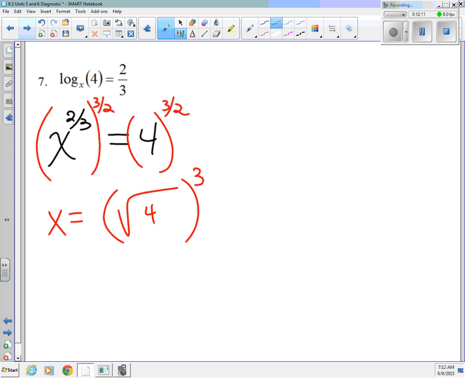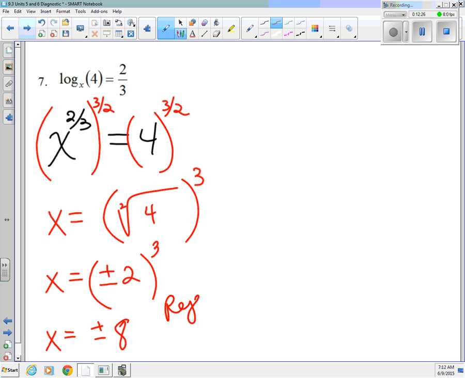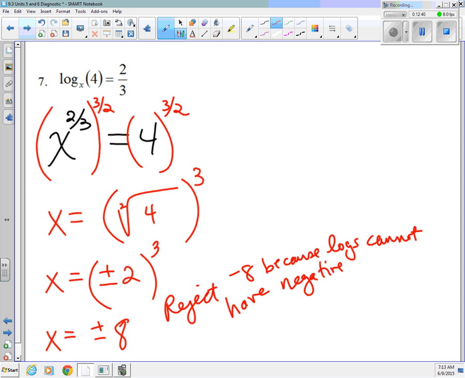Now, normally when we solve an equation like this, I need to account for plus or minus here because I'm taking the square root of an even indexed root. And if I take these numbers and cube them, I'll get plus or minus 8. However, we're going to reject the negative 8 because logs cannot have negative bases. Logs cannot eat negatives. So our only solution here is x equals 8.